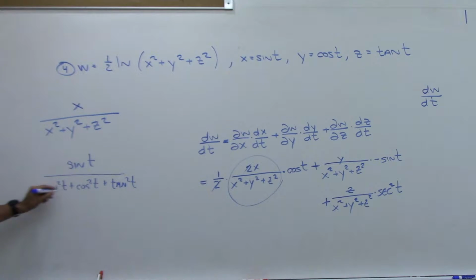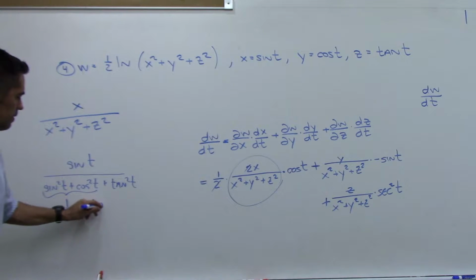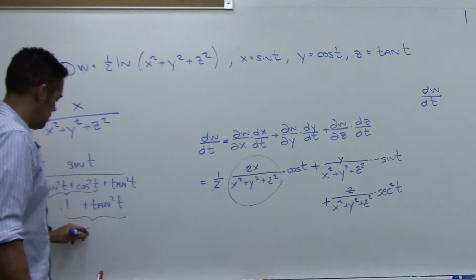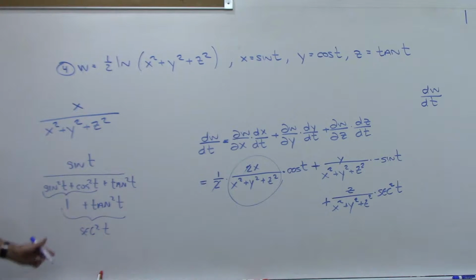Sine squared t plus cosine squared t is 1. So this is really 1 plus tangent squared t. And 1 plus tangent squared t is secant squared t. So you have sine t over secant squared t, and you could move things around there if you wanted to. You probably get some nicer, cleaner expression in terms of sine and cosine. But I'm just showing you how some of that's simplified. Yeah, I think you've got the gist of it.